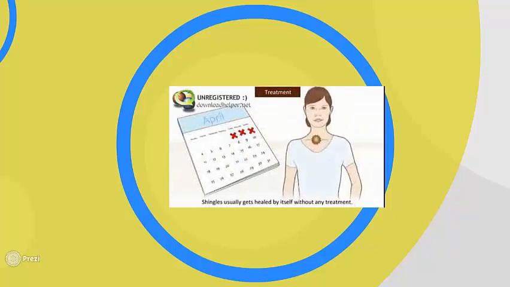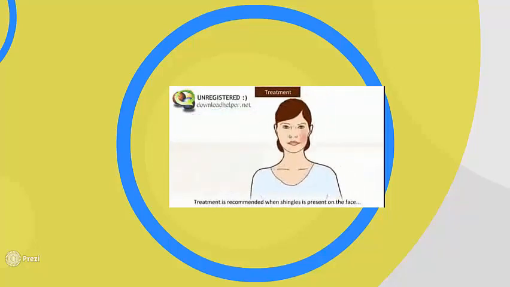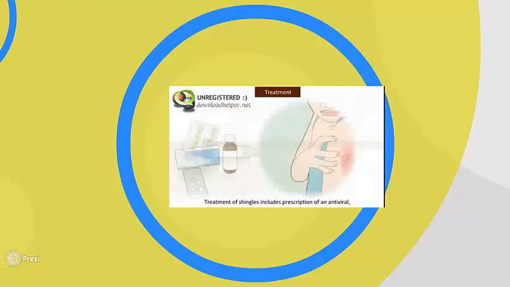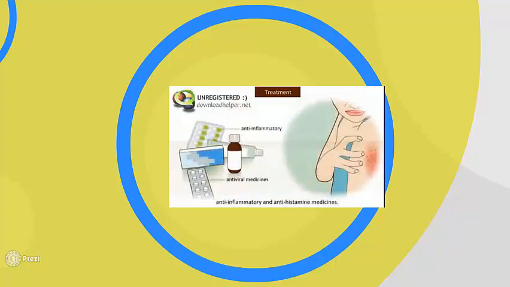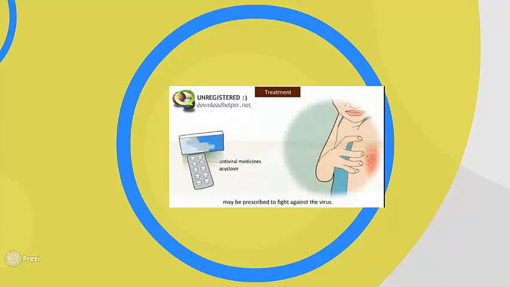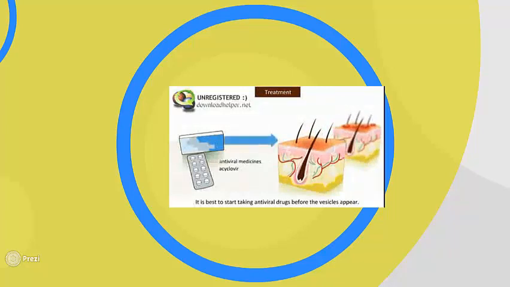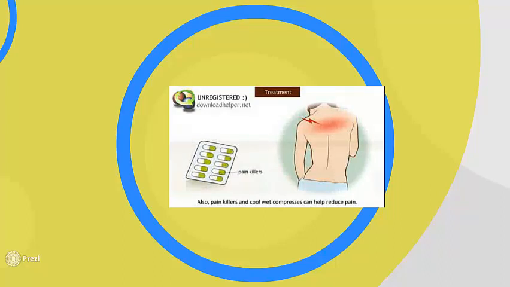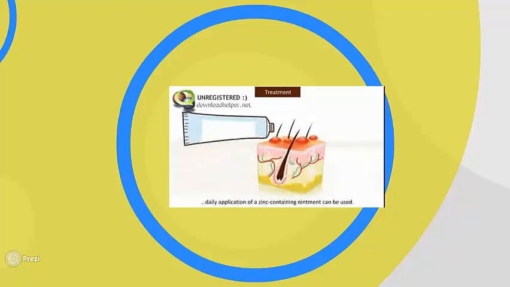Shingles usually gets healed by itself without any treatment. Treatment is recommended when shingles is present on the face or when one has low immunity. Treatment of shingles includes prescription of an antiviral, anti-inflammatory, and antihistamine medicines. Antiviral drugs such as acyclovir may be prescribed to fight against the virus. It is best to start taking antiviral drugs before the vesicles appear. Anti-inflammatory medicines such as prednisone are given to decrease swelling and pain. Also, painkillers and cool wet compresses can help reduce pain. To speed up drying of the vesicles, daily application of a zinc-containing ointment can be used.